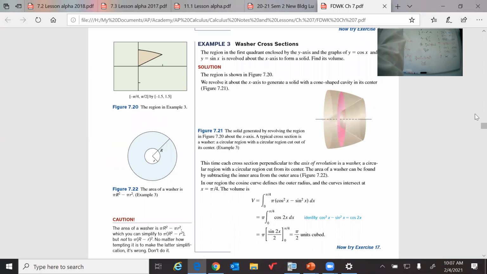Okay. Now, this is way harder than what you've been doing. You got to pay attention. I'm in the first quadrant. And what are the borders? The y-axis, cosine x and sine x. Cosine x and sine x will meet when they are the same, which happens at pi over 4 radians. So the graphs are meeting. So my limits, dx, would be 0 to pi over 4.